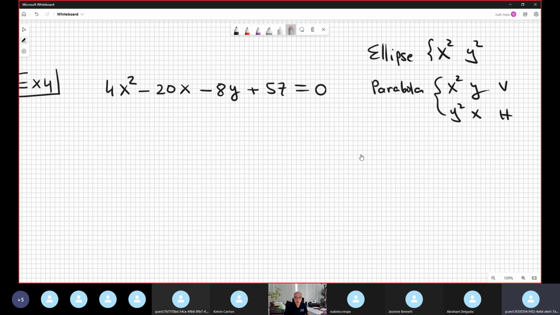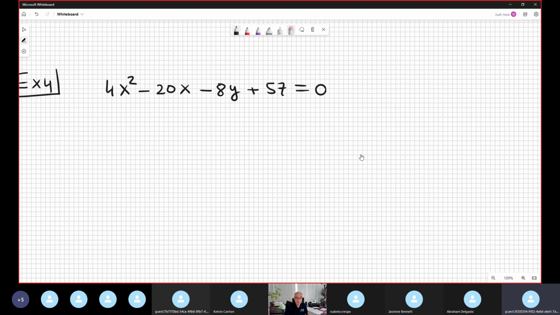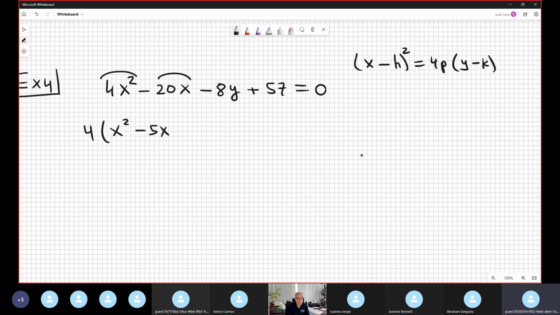Okay, now the complicated part. The complicated part is the organization of this. Because this 20x and 8y represent a horizontal and vertical shift, like a transformation, I need to manipulate something algebraically in order to express it in that way. For example, x minus h squared equals 4p, y minus k. Let's do it how? You take the x part, because that part is squared. You try to find, is there a common factor? Okay, obviously yes, it's 4. x squared minus 5x plus, and complete the square.